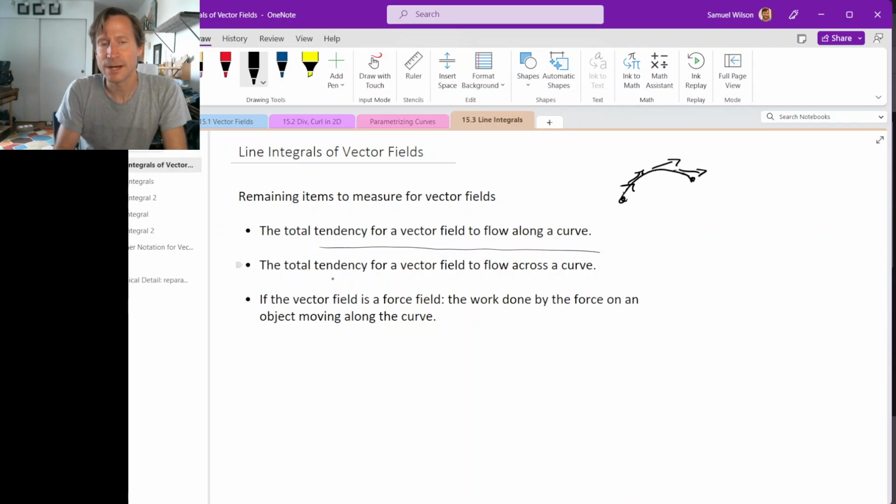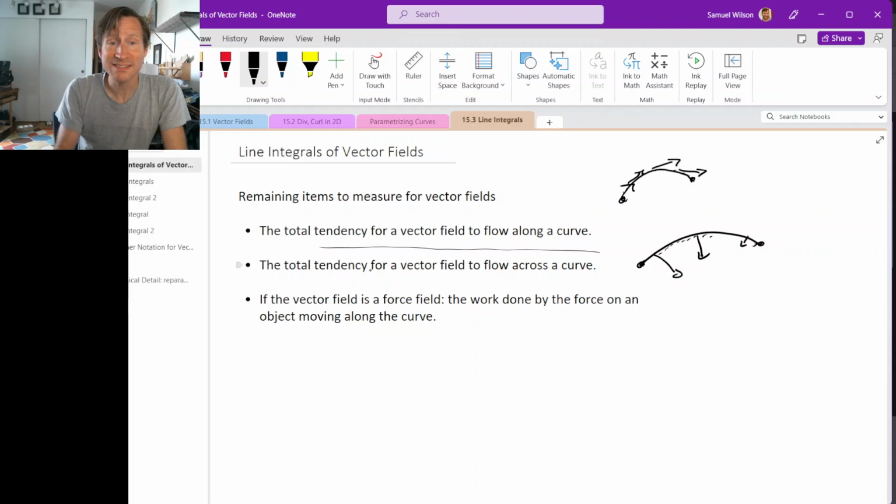Our second thing that we wanted to measure was the tendency for a vector field to flow across a curve like this, right? At every point along this curve, this particular vector field has a tendency to flow downwards, and we should be able to measure that tendency by doing some sort of integral that measures at each point how much the vector field is flowing across the curve.